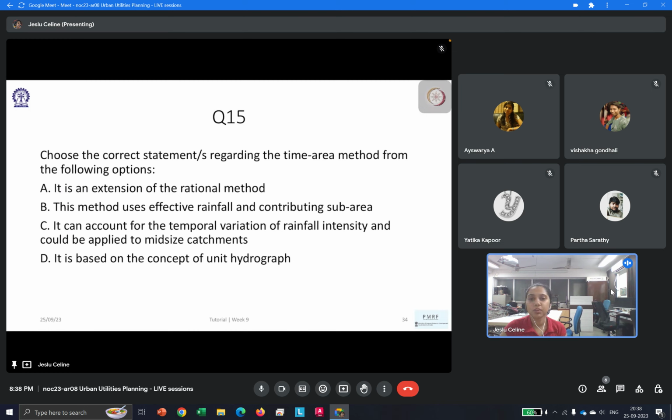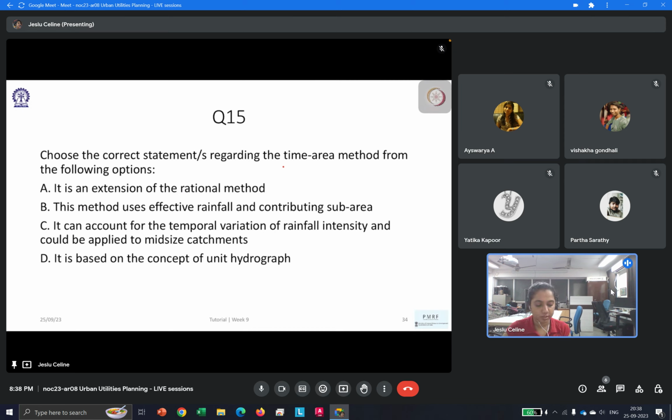So question 15: choose a correct statement regarding the time area method from the following options. It is an extension of the rational method. This method uses effective rainfall and contributing sub-area. It can account for the temporal variation of rainfall intensity and could be applied to mid-sized catchments. It is based on the concept of unit hydrograph. So let's go option by option.